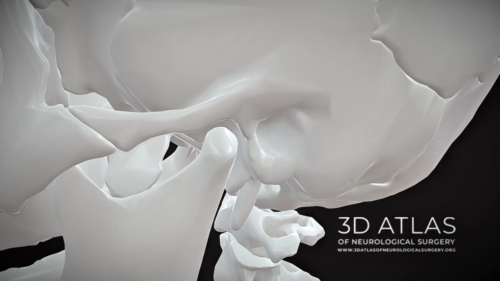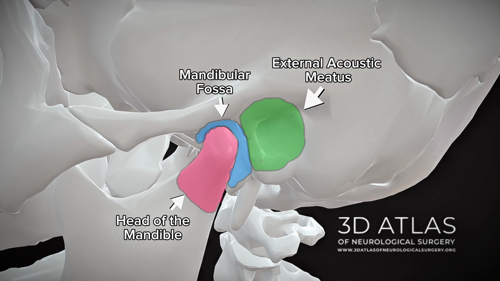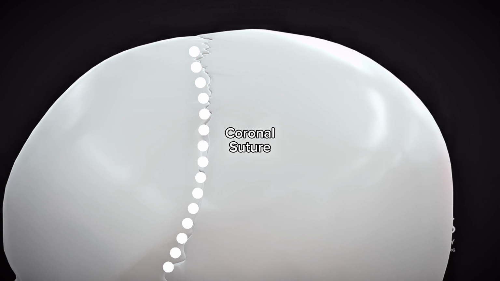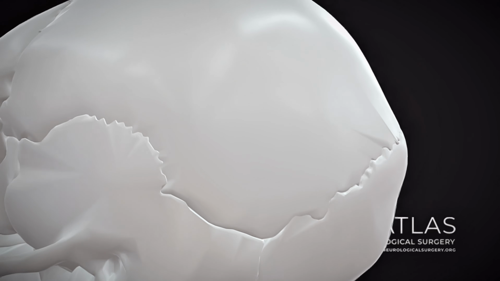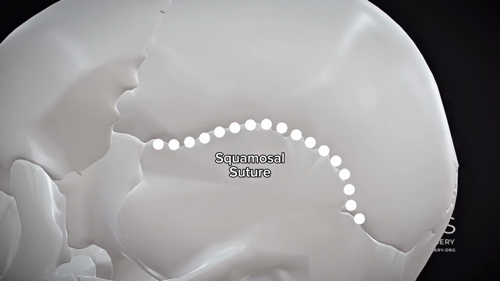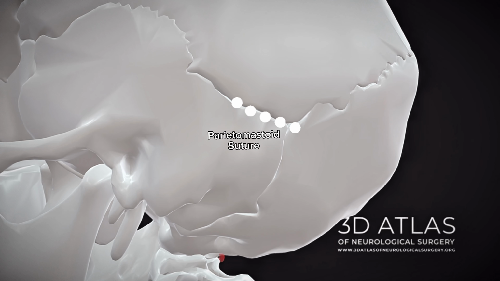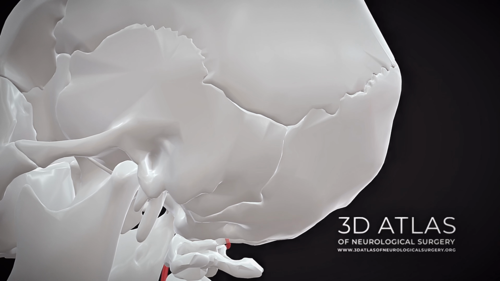This joint is formed by the articulation between the mandibular head and the mandibular fossa of the temporal bone, located just anterior to the external acoustic meatus. The sutures visible in the norma lateralis include the coronal, lambdoid, squamosal, sphenoparietal, sphenosquamosal, frontosphenoidal, zygomatico-temporal, parietomastoid, and occipitomastoid sutures, which concludes the lateral view of the skull.